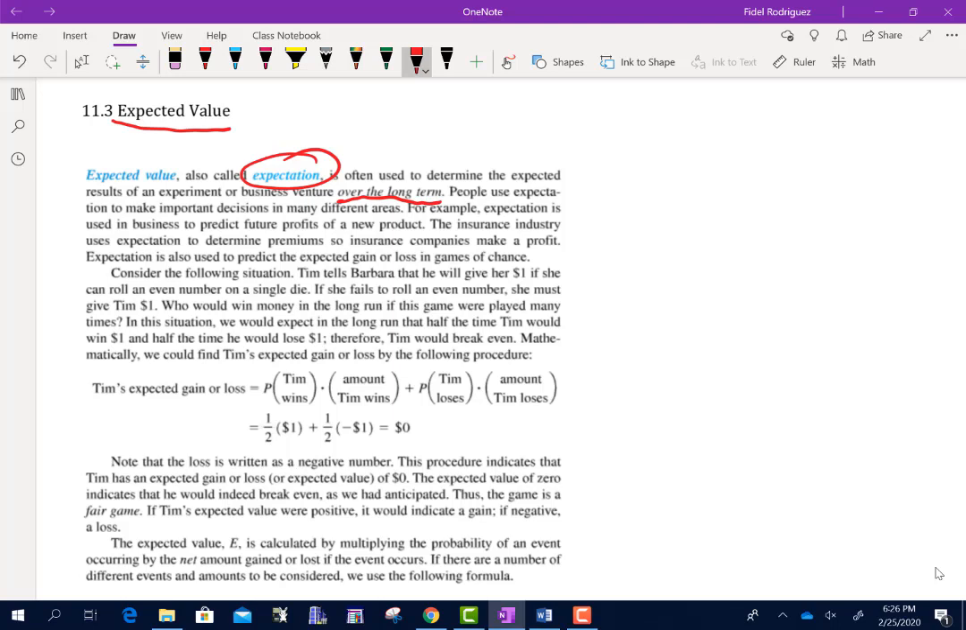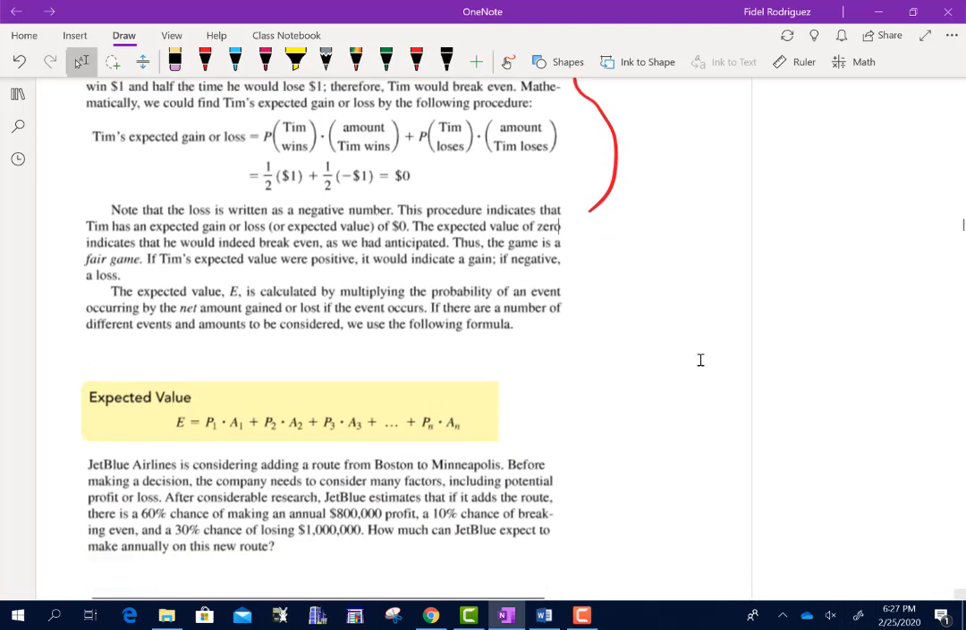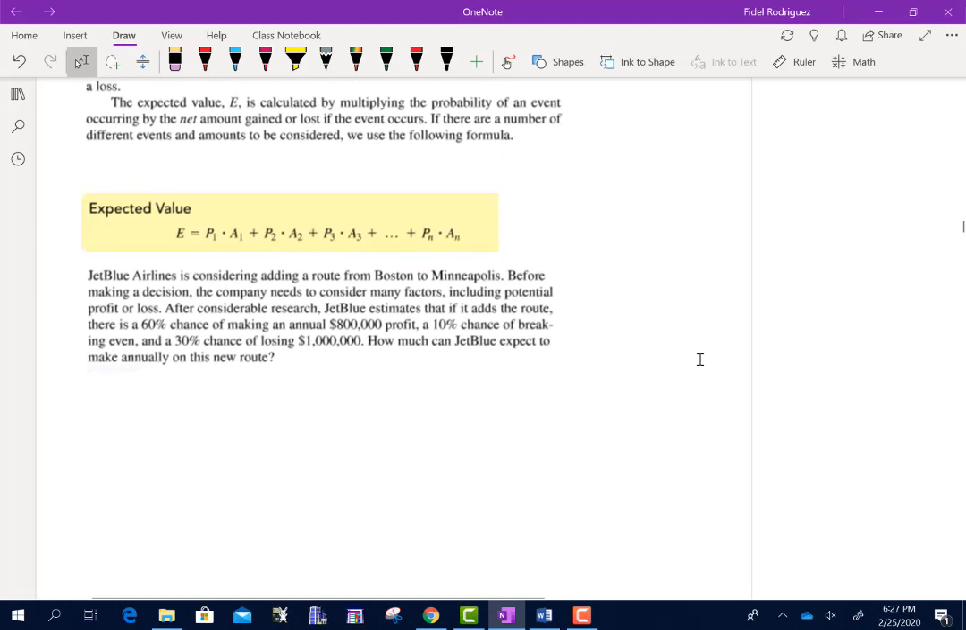People use expectation to make important decisions in many different areas. For example, expectation is used in business to predict future profits of a new product. The insurance industry uses expectation to determine premiums, so insurance companies can make a profit. And expectation is used to predict the expected gain or loss in games of chance. Okay, so I'm going to skip over this piece here so we can get to our first problem.